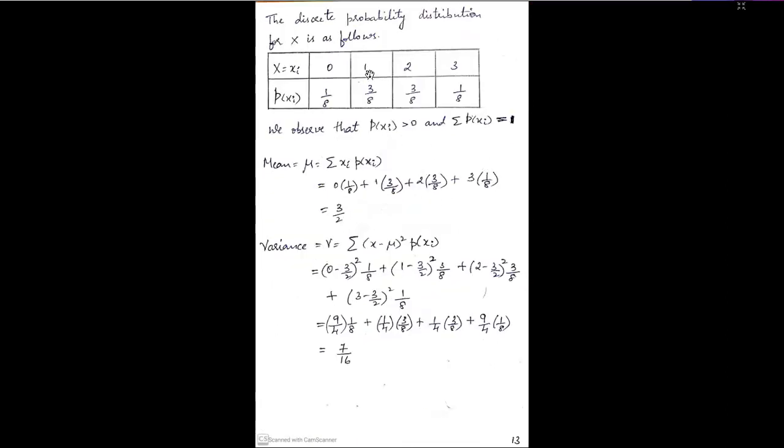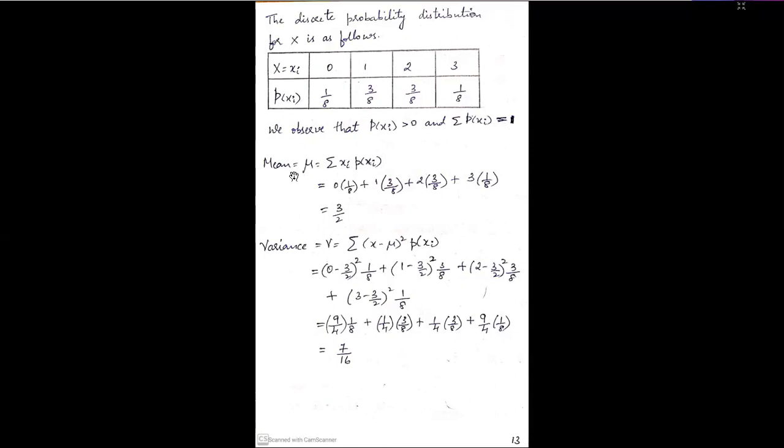Now you have the discrete probability distribution for x as follows. x can be 0, 1, 2, and 3, and p(xi) is as we have already calculated. When we observe here, p(xi) is greater than 0 for all values, and when you add these p(xi), you get 1. So this is the probability distribution.